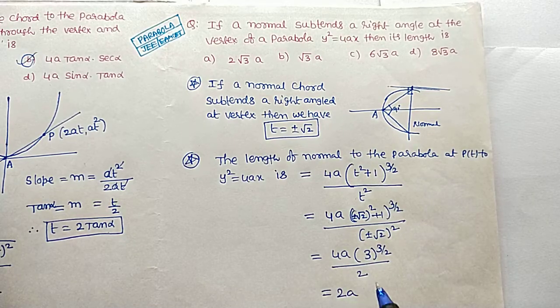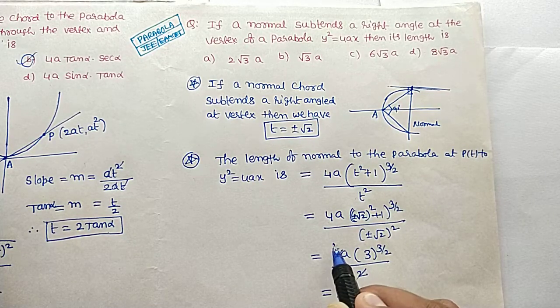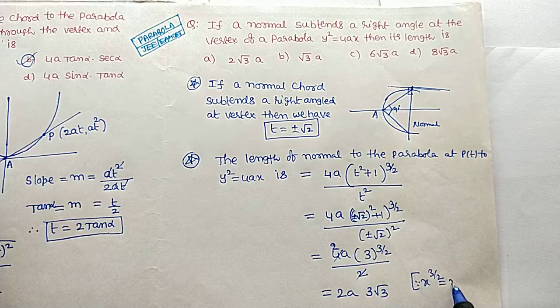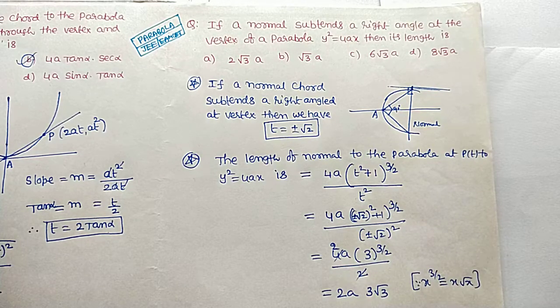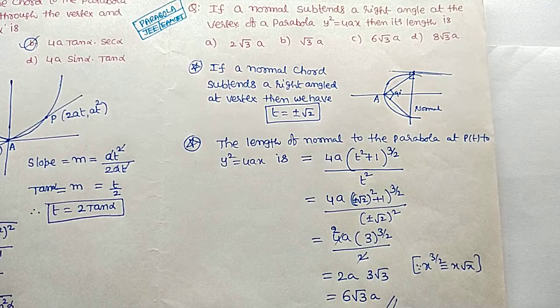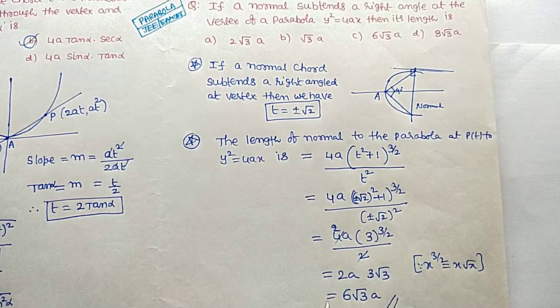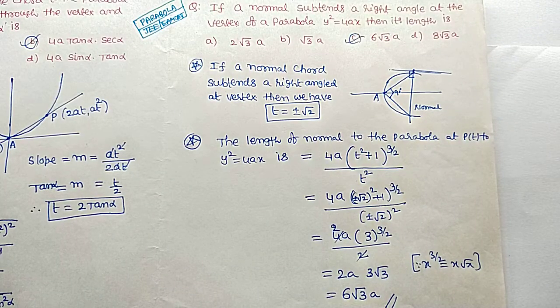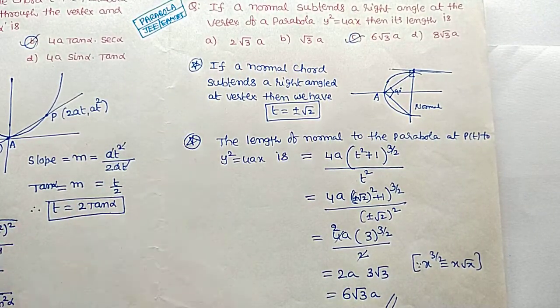So it becomes 2a into 3 power 3 by 2, that can be written as 3 root 3. We know that x power 3 by 2 can be written as x into root x. In the same way, 3 into 2 is 6 root 3 into a. This is the length of normal at the point P of t to the parabola y square equal to 4x. So which is there in the third option. So you have to remember these two important formulae in this question.